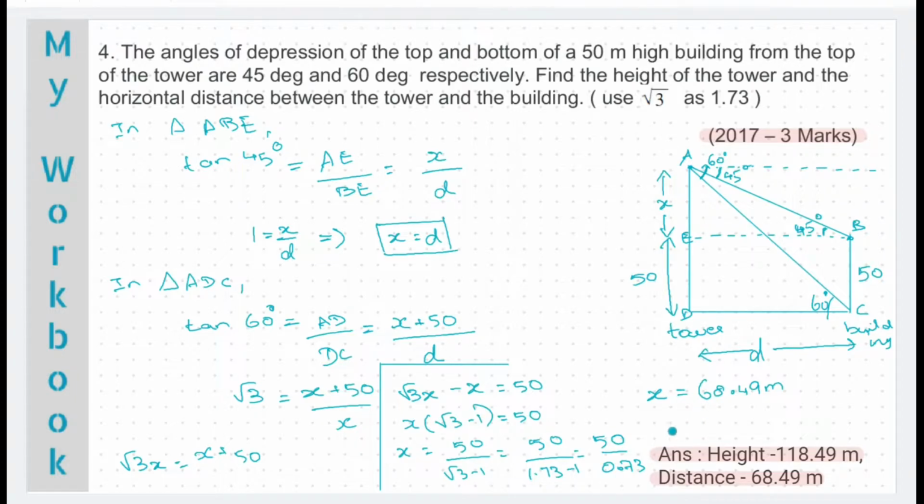So the height of the tower is x plus 50. So it is 50 plus 68.49, 118.49 meter. And x is nothing but d, which is the distance between the tower and the building, 68.49 meters. So these two are the answers given. Let's move on to the next sum.